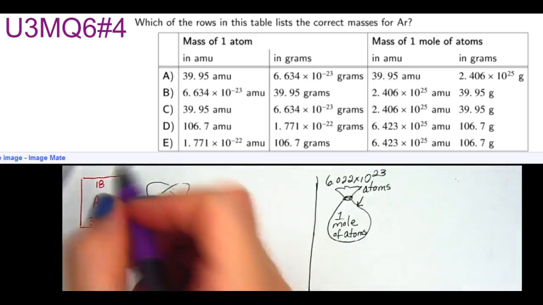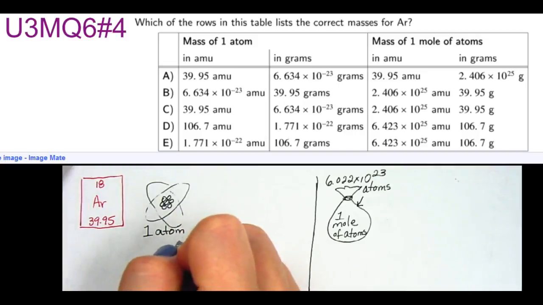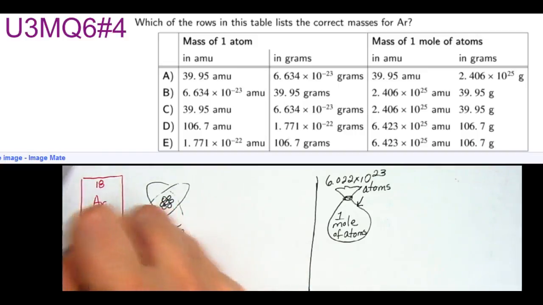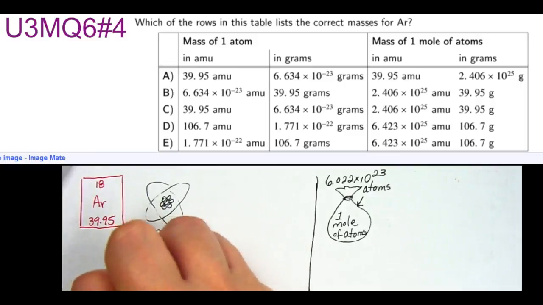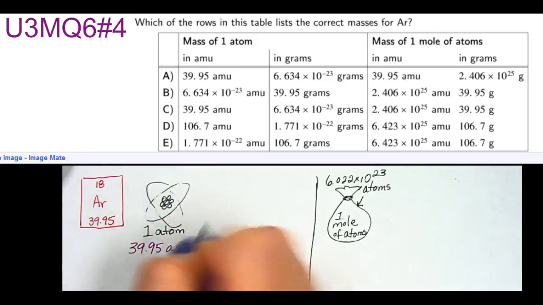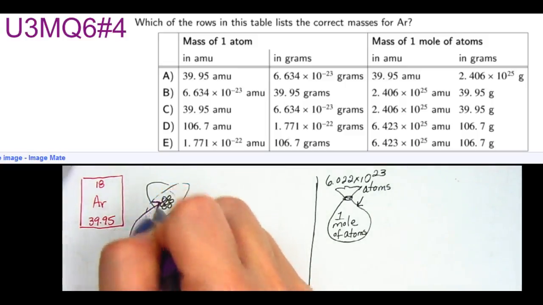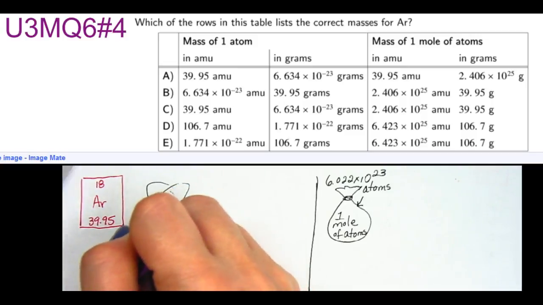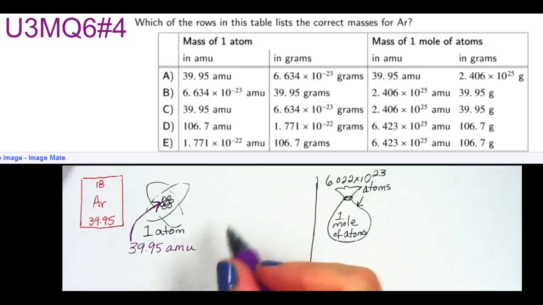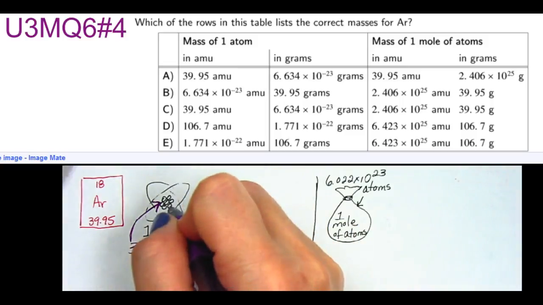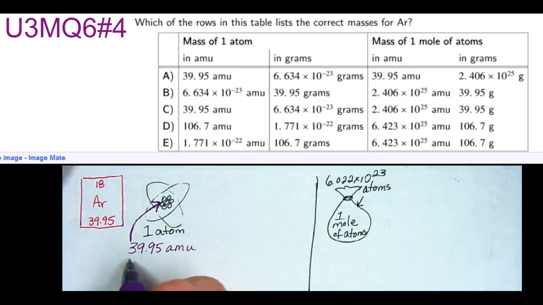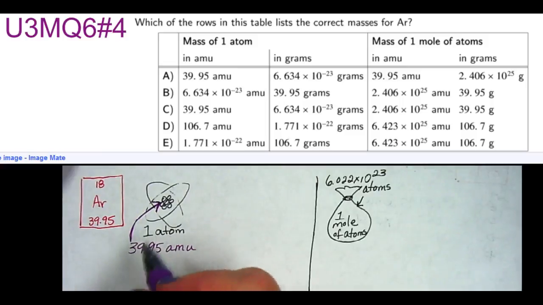If I'm talking about just one single atom, then this number represents the atomic mass units of just one atom, which means that is the atomic mass within the nucleus of just one atom. For example, if I had roughly 20 protons and 20 neutrons, then together that would equal 40, which would represent my atomic mass units. But of course, 39.95 is representative of an average of what you would find in all of the atoms of argon.